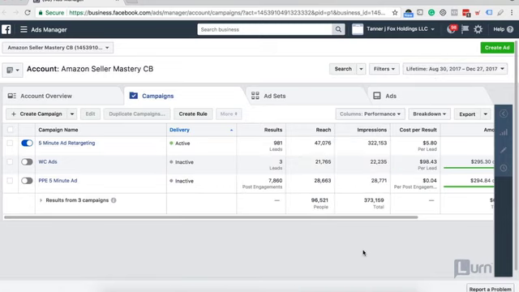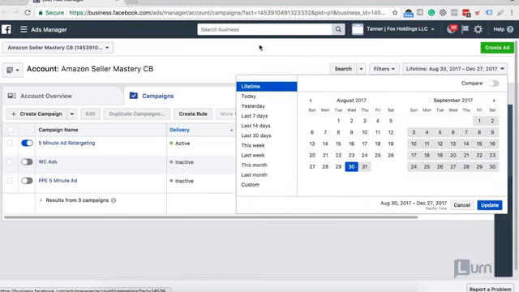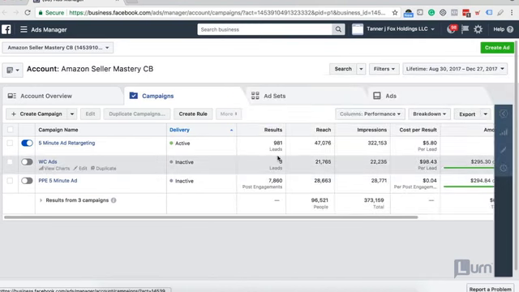So the first thing that I like to look at is the following. First, I'm going to judge it based on lifetime, and then I'm going to judge it based on the last 7 days. So as you can tell right over here, I'm in lifetime of the campaign, click update. This is everything that I have here. Now, the 5 things that I take a look at all the time are my cost per lead, my cost per every 1,000 impressions, the reach, frequency, and ROI.